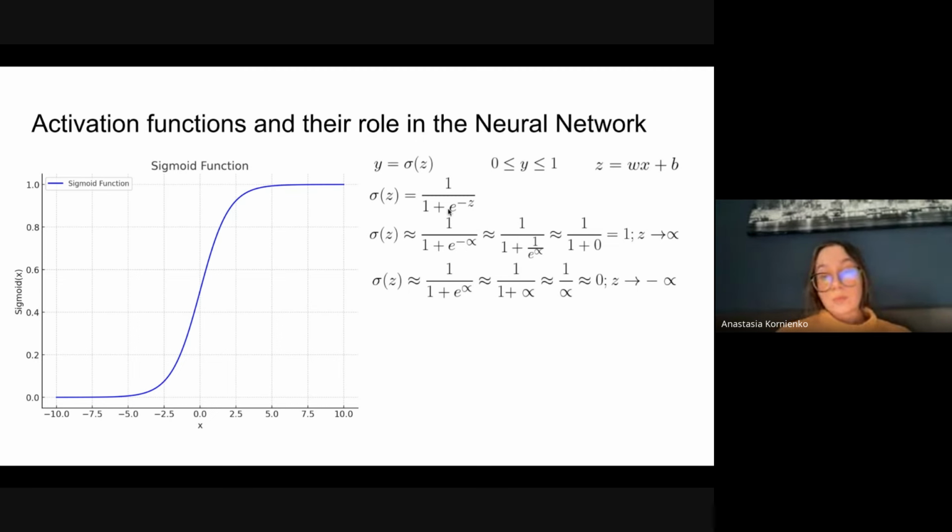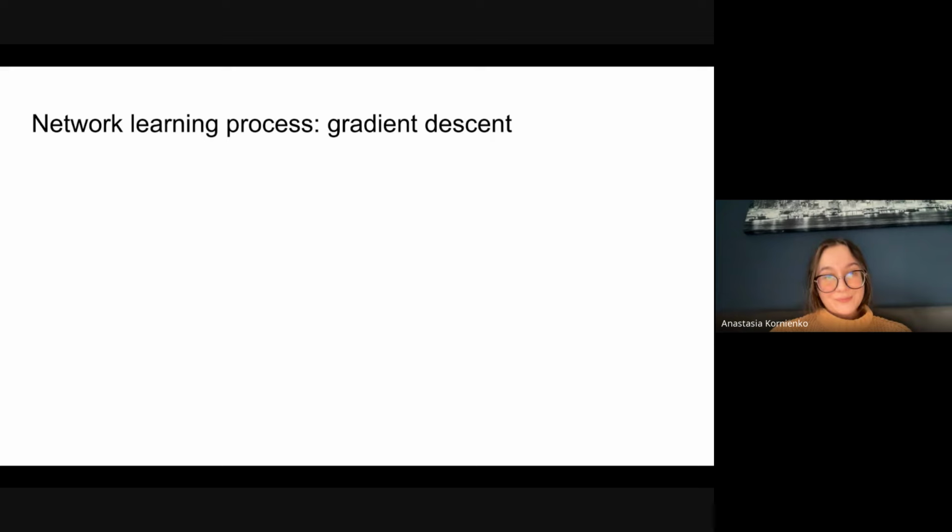Here z is the dependency, and y is the output. But what about w and b? Which values should they have? It could be 2 and 3, or 3 and 8, or 1 and 0. Let's take a closer look at this one.